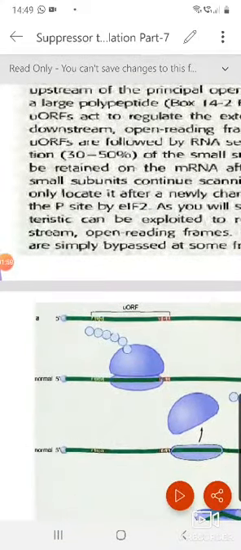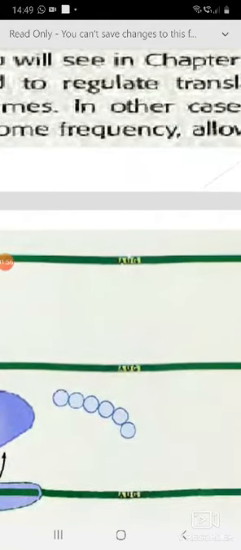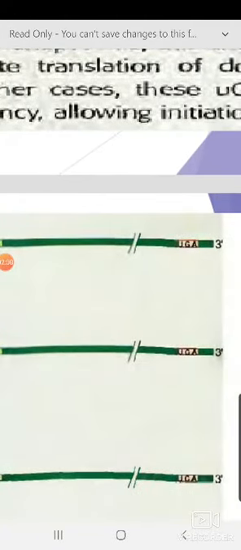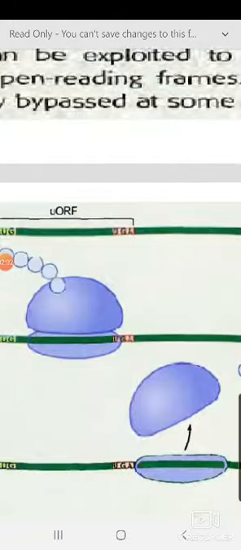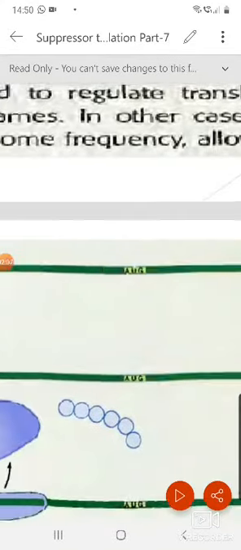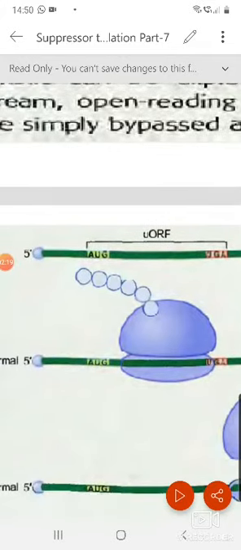The green colored horizontal line is an mRNA. This is the AUG which we are talking about, and this is the stop codon. This is the mRNA whose 5' end is capped. Now this is the main ORF, but sometimes before the main ORF an upstream small ORF may also be present. And because of that, what may happen?